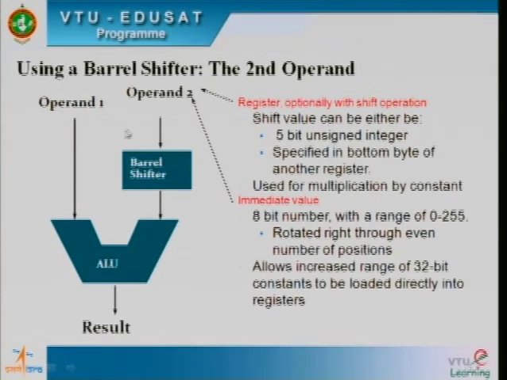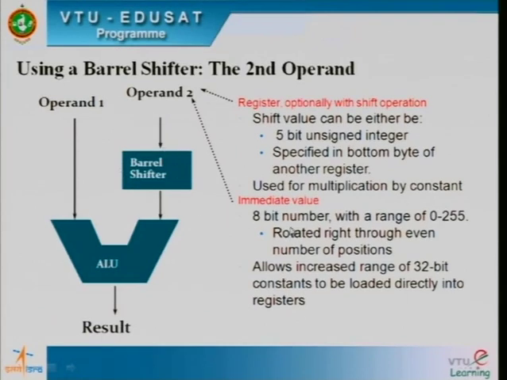And if at all it specifies an immediate operand, it could be an 8-bit number with a range of 0 to 255, and it allows the increased range of 0 to 32-bit constants to be loaded directly into the register. That is what we have. So the barrel shifter does a pre-processing and then feeds it to the ALU, right? Now let us see further.